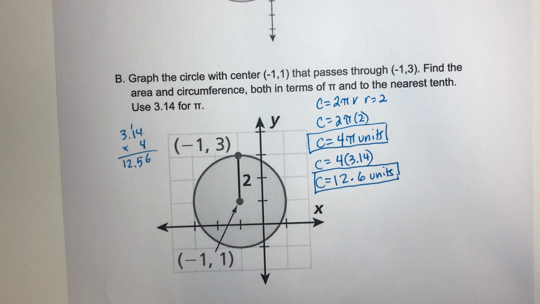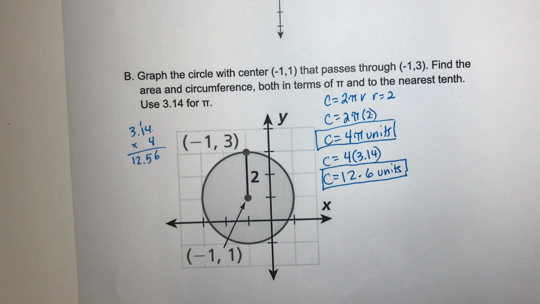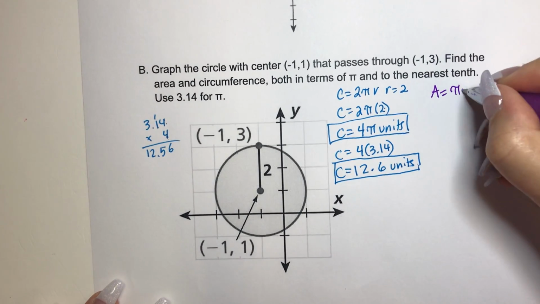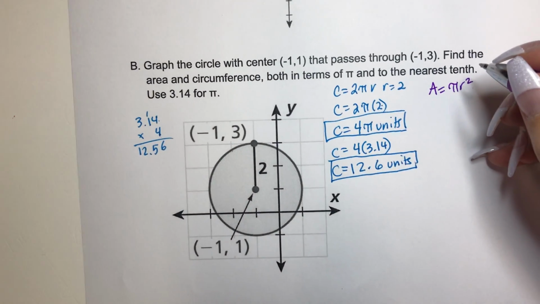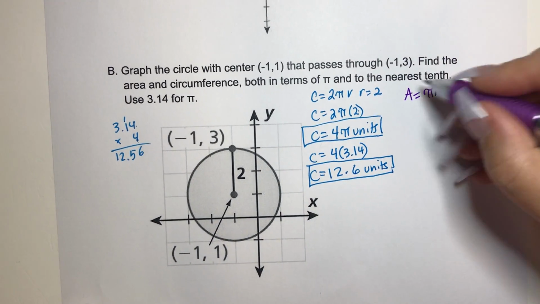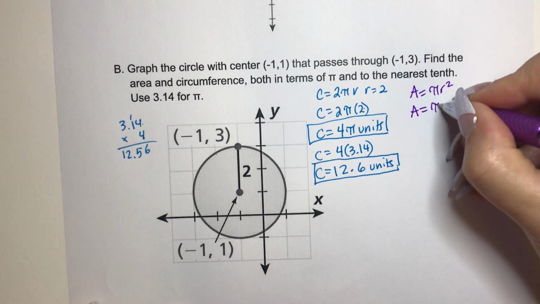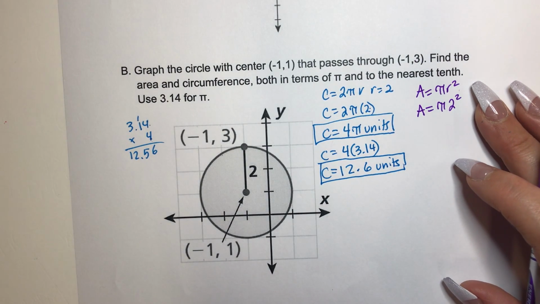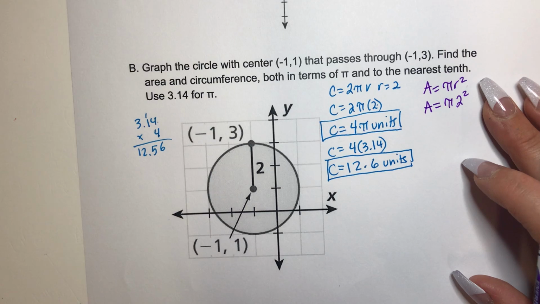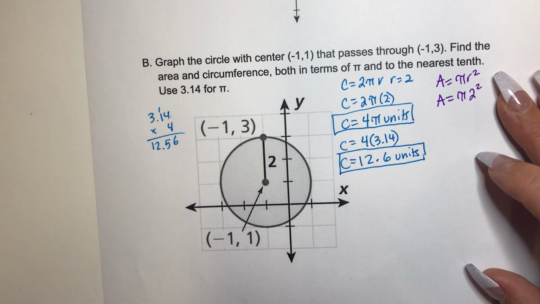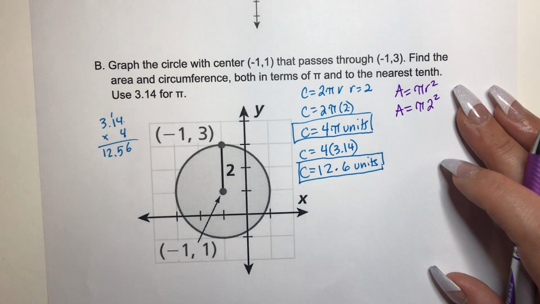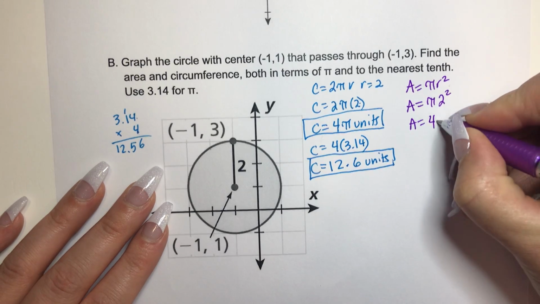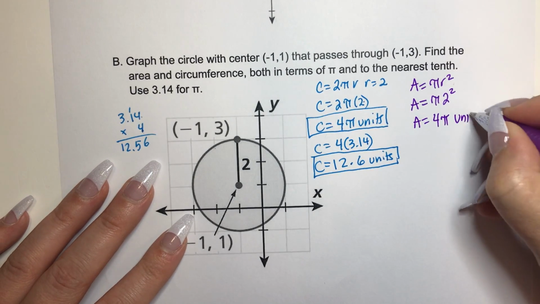Now it is time to find the radius. No, find the area. Okay, so the area is going to equal pi r squared. Why does this keep moving? Our radius is 2, so we're going to have pi 2 squared. Yeah, I don't know why this thing keeps moving. Okay, and 2 squared is 2 times 2, which is 4. So the area equals 4 pi. And that's in terms of pi, so we're going to say units squared.